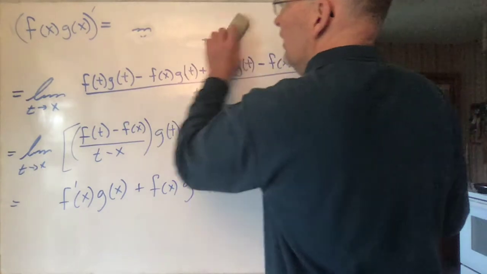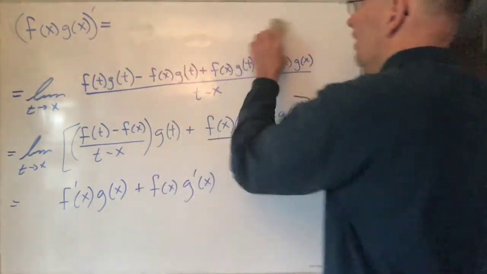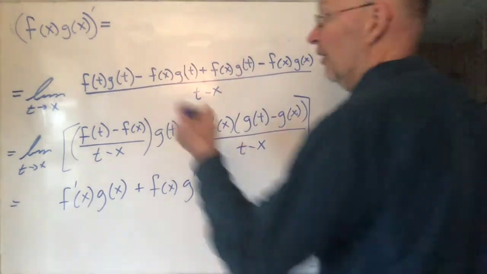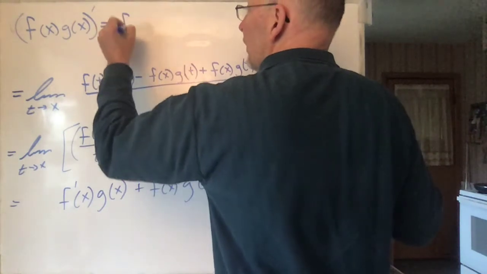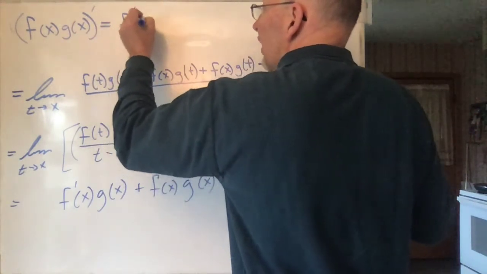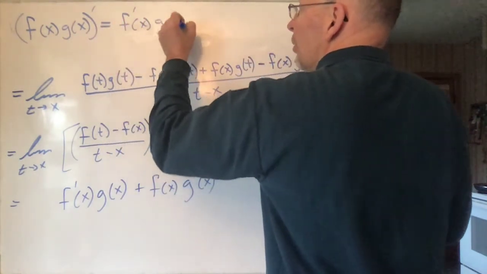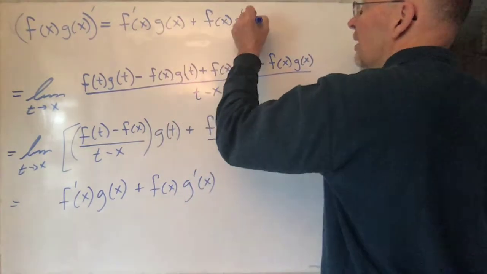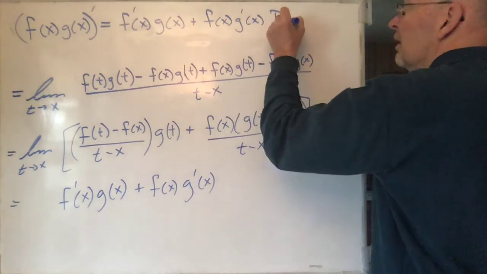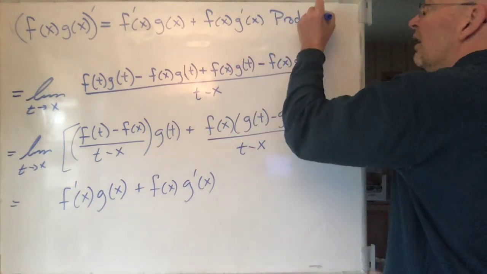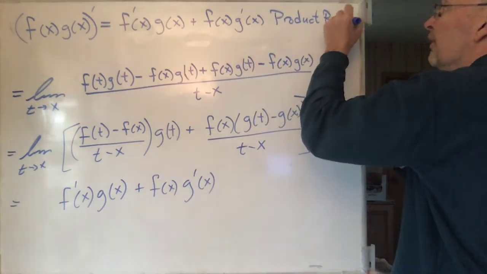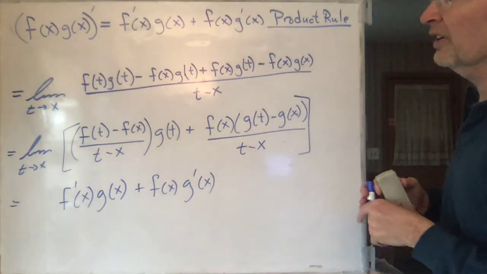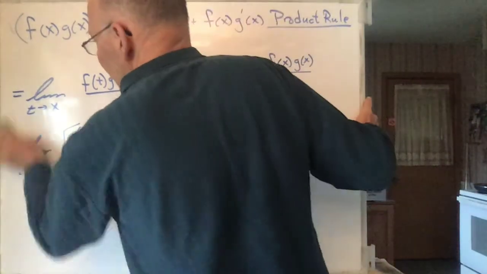Let's write it down and then use it. So this is the derivative. I like to say it verbally. The derivative of the first times the second plus the first times the derivative of the second. And that's called the product rule, because it's obviously the derivative of the product of two functions. Now let's see if it works.